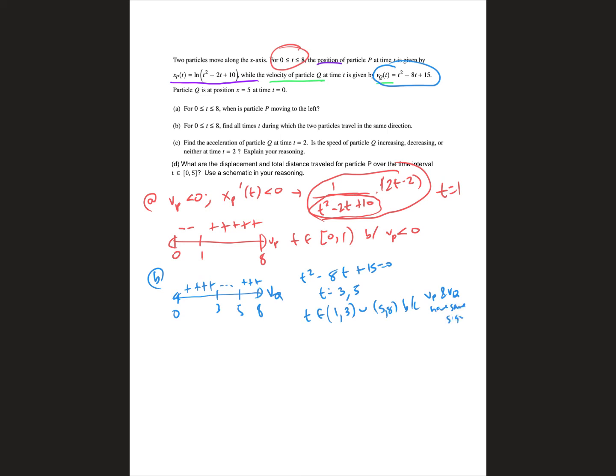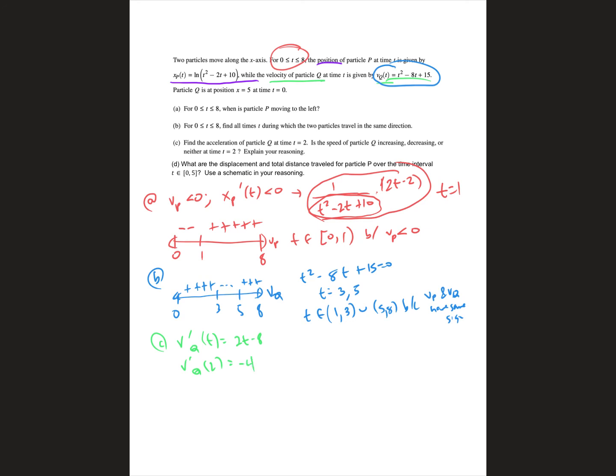Part C. Find the acceleration of particle Q at time 2, and then talk about whether the speed is increasing, decreasing, or neither. So acceleration is the derivative of velocity. So the derivative of this velocity would be 2t minus 8. And if I find the acceleration at 2, that would be negative 4.